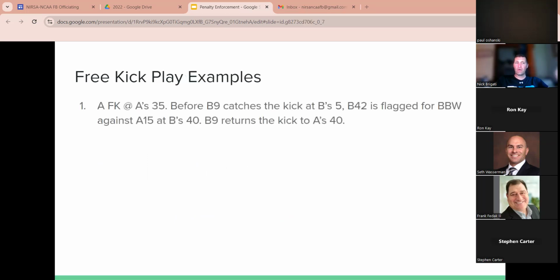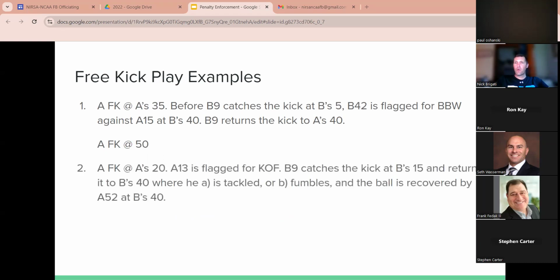So here in this example, with a free kick, before the kick is caught at the 5, B42 is flagged for a low block against A15 at B's 40, and the kick is returned to A's 40. Well, that is not one of our special fouls I just mentioned. So the only option here, unless B or A wants B to have the ball 40 yards to go, which is obviously incredibly unlikely, is we would re-kick after enforcement at the 50.